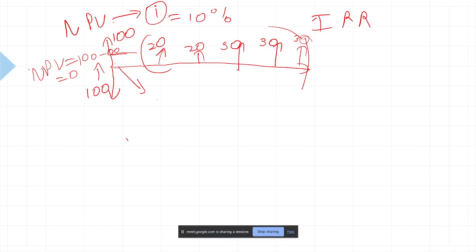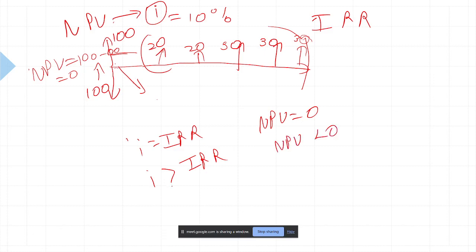So the relationship between IRR and NPV: at I equal to IRR, your NPV is equal to 0. For a rate of return more than IRR, your NPV will be negative. And for I less than IRR, your NPV will be greater than 0.